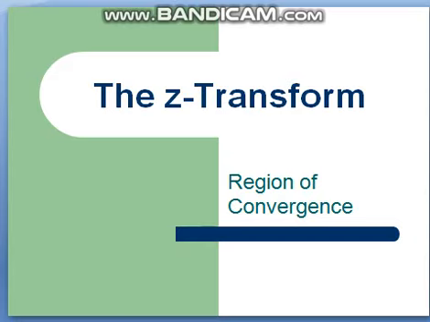Today we are going to discuss the topic region of convergence, which comes under the Z transform. In my first lecture I discussed the Fourier transform and the Z transform, some basic concepts about the Fourier, and how the Fourier can be further described by the Z transform.